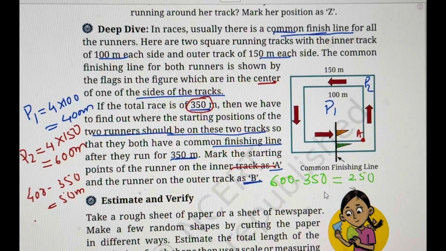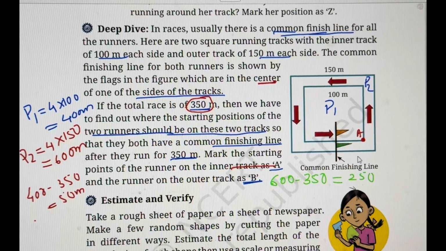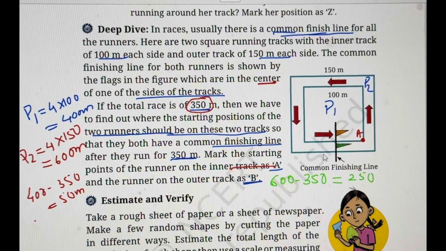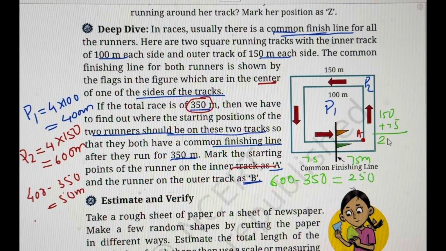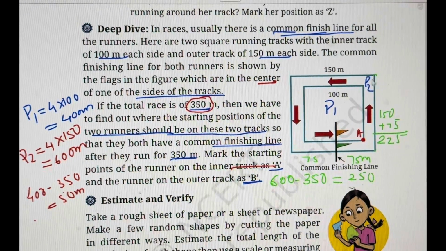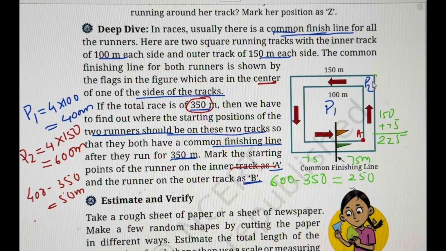So you have to think backwards in this case. Now we have to go 250 backwards in this particular square, the larger square. Now 250 meters backward means, if we see this is 150, so each will be 75, 75, right? So if we go back, this much is 75, this is 150. So 150 plus 75 is 225, right? So till here is 225. So 25 more we have to go back so that we can decide the starting point.